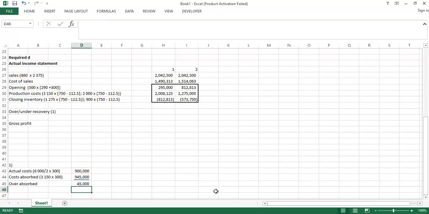By 45,000. So how do we treat an over-absorption? An over-absorption basically means that we have got more expenses that we incurred there, more than necessary. Right? So the actual costs are 900,000, but we accounted for 945,000. So these costs need to be deducted from there. So we can simply put it as an addition, right? It's an income. It goes on the credit side.